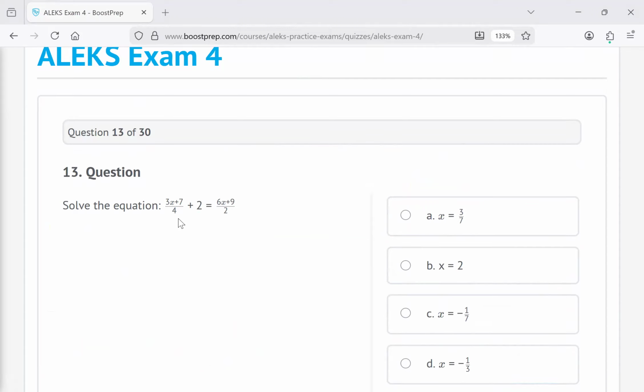Okay, so question 13, solve the equation. We have fractions. What I would do is get rid of the fractions, right? And to get rid of the fractions, you're going to multiply all three sides by the LCD. What is my LCD? Let's see, you have a 4, you have a 1, and a 2. So my LCD will be 4. Okay, so if you forgot how to find the LCD, there is a video on how to find the LCD in my supplementary videos. So what I'm going to do is multiply all three sides by 4.